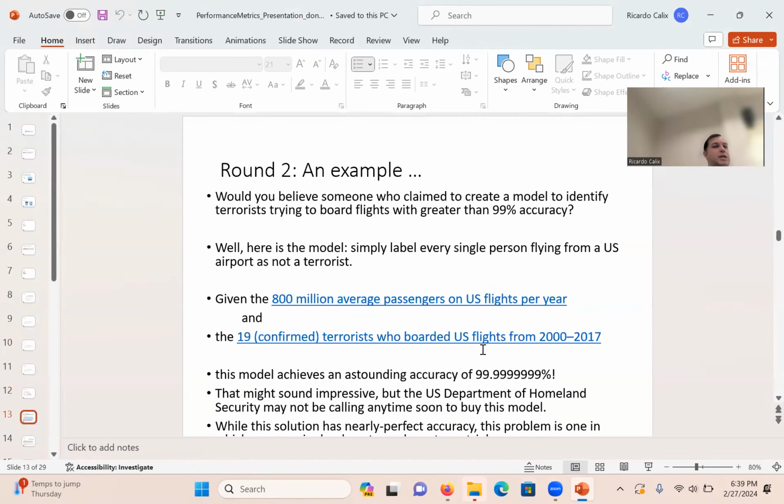All right, so round 2, as I call it, is the second version of this with a use case. So what I suggest is read through this, and then next week we will go over it, okay? Basically the scenario is, would you believe someone who claimed to create a model to identify terrorists trying to board flights with greater than 99% accuracy? So what if they told you this? Would you buy their product, right? So we're going to dissect this into all the details to see if accuracy is actually a good indicator of the performance of this model, okay?